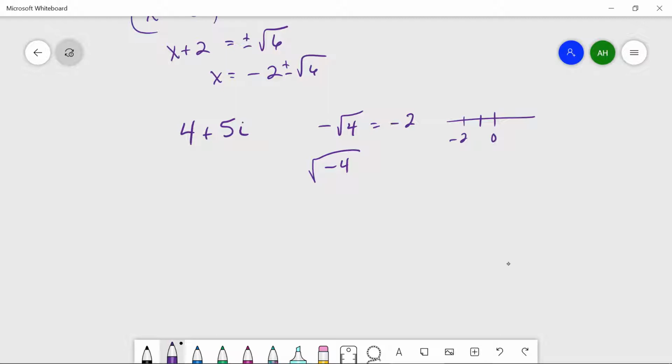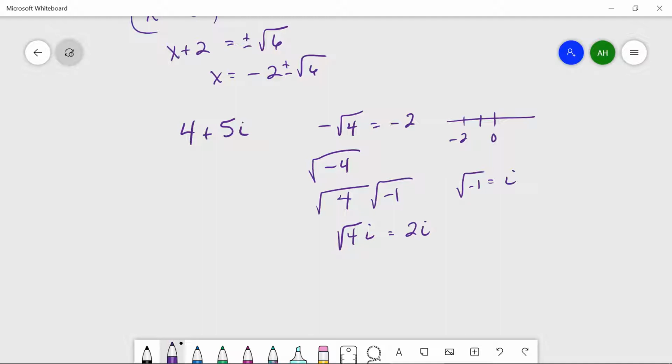So what we've done is we've taken that negative and we could rewrite this as the square root of 4 times the square root of negative 1. And the square root of negative 1 equals i. So now this is going to be the square root of 4 times i, which is going to be 2i. Okay, remember that imaginary number.